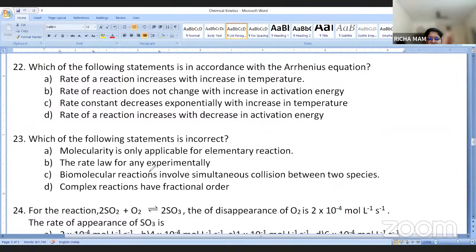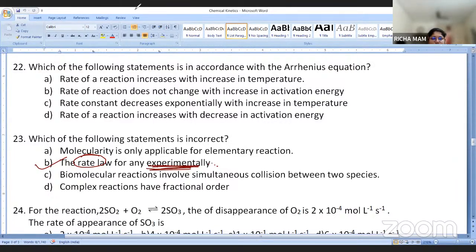Whenever you are discussing the rate law for any reaction, it cannot be determined theoretically, but it can be determined experimentally. So option B says the rate law for any reaction cannot be determined experimentally. But the correct statement is that the rate law for any reaction cannot be determined theoretically, it is done experimentally only. Is it clear?